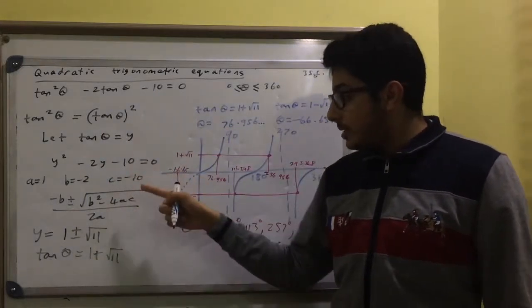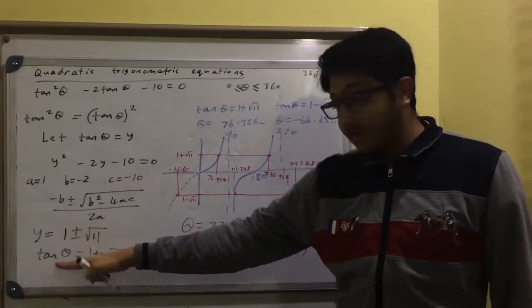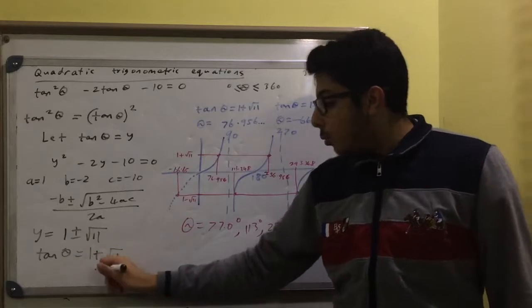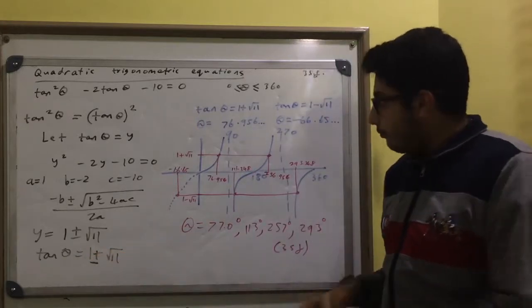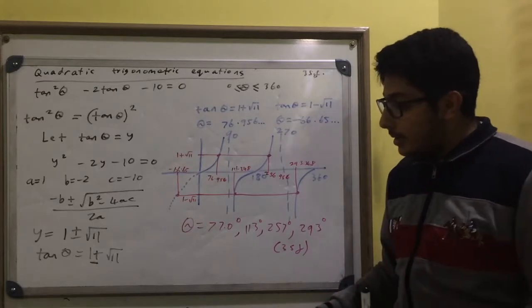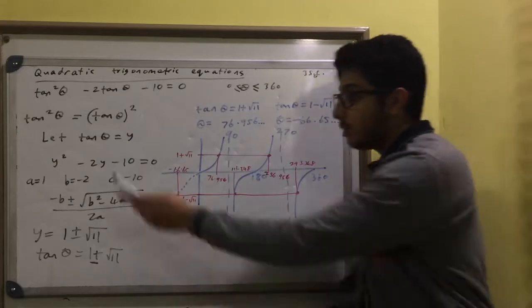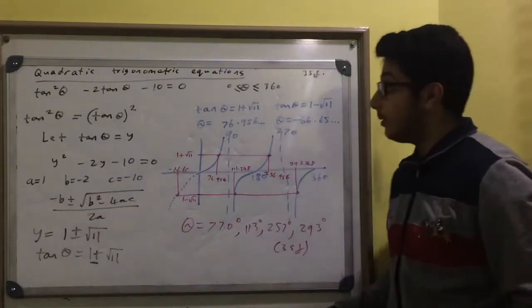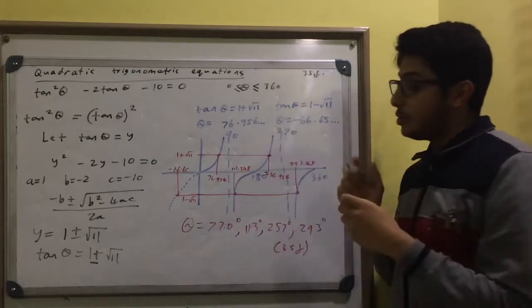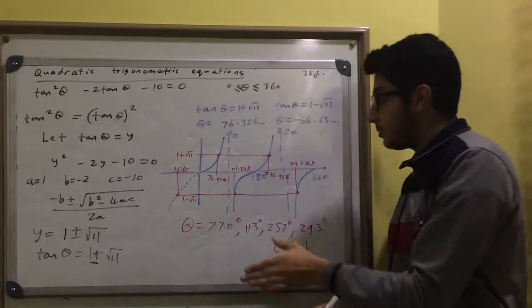It doesn't factorize in this case, so we just use the quadratic formula. We get y, and therefore tan theta, is equal to 1 plus or minus the square root of 11. And then we solve for theta. So first we solve for tan theta, then we solve for theta. That's just solving simple trigonometric equations. If you don't know how to do that, watch my other videos. I'm just going to go through this quickly.